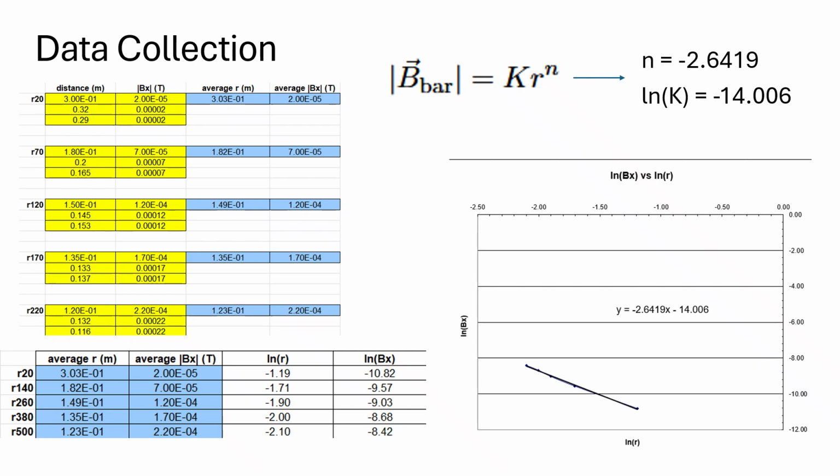Here we did 20, 70, 120, 170, and 220 microteslas. With this data, we can plot them on a natural log graph. Our equation that best suits this graph will give us our N value, the slope, and the natural log of K value, which is the intercept.